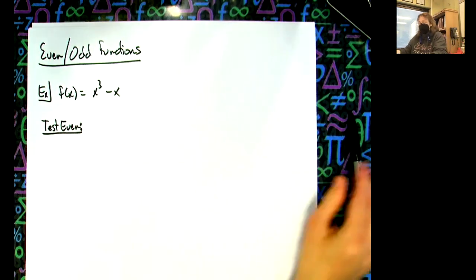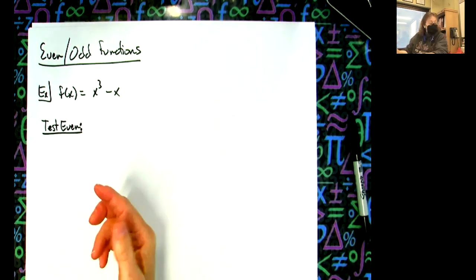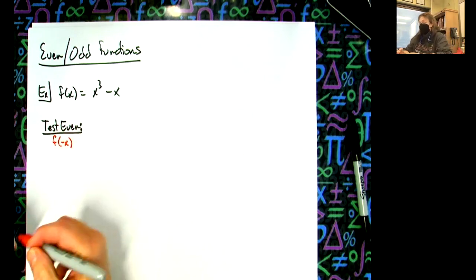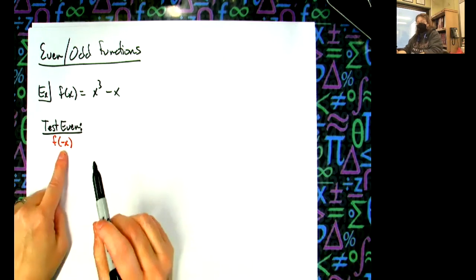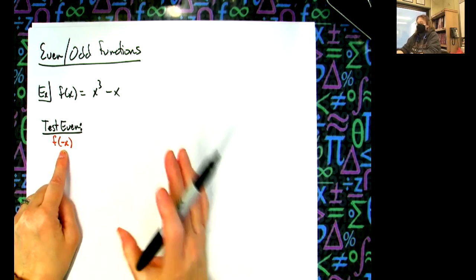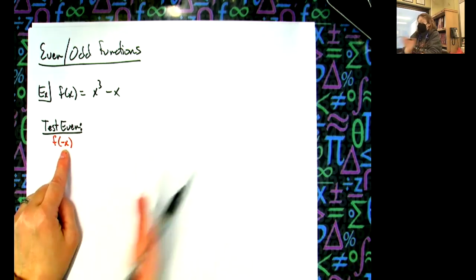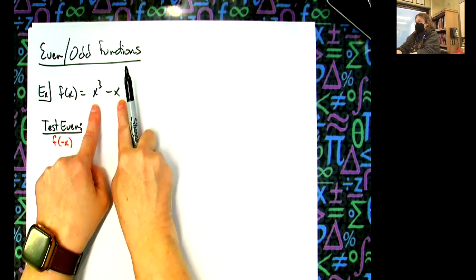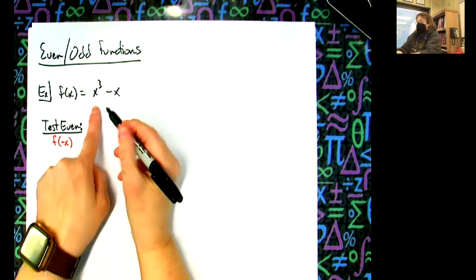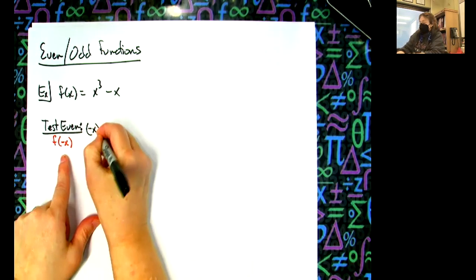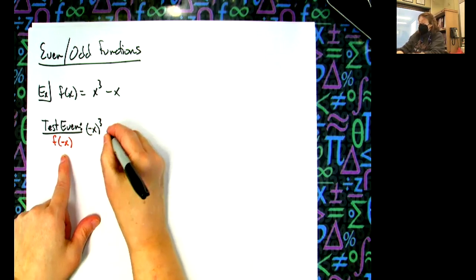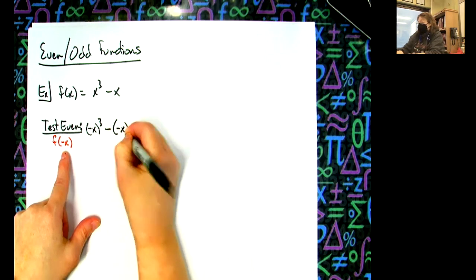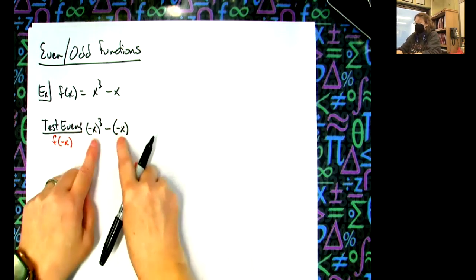Now, the part that you need to memorize for what you plug in and what you do is f of negative x. That's the part that you memorize for testing for even. And then you read this mathematical notation. What's it tell you to do? It says take negative x and put it into the function. Well, I have 2 places to put it in. So I'm going to put it in on the first one: negative x raised to the 3rd power. And then minus, I'm going to plug it in for this x, so negative x. So I plugged it into the function in both places.